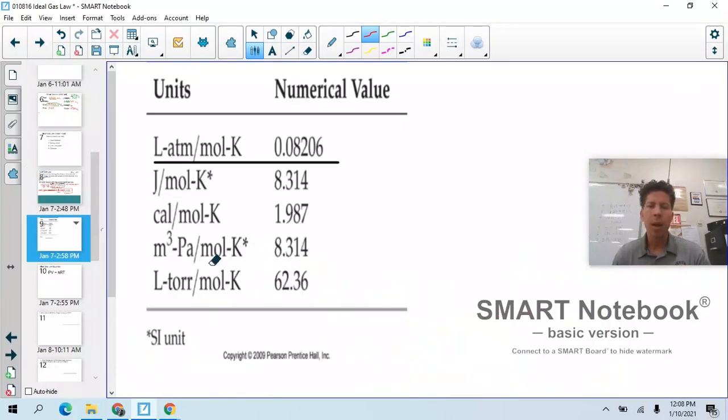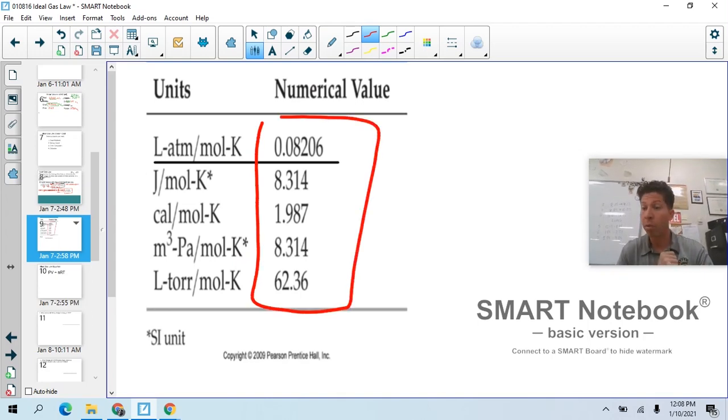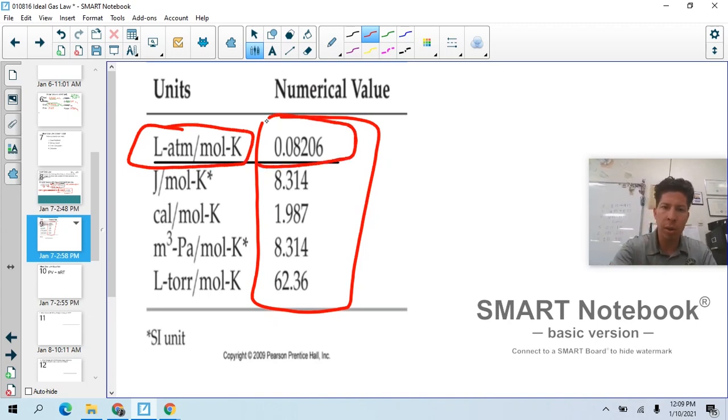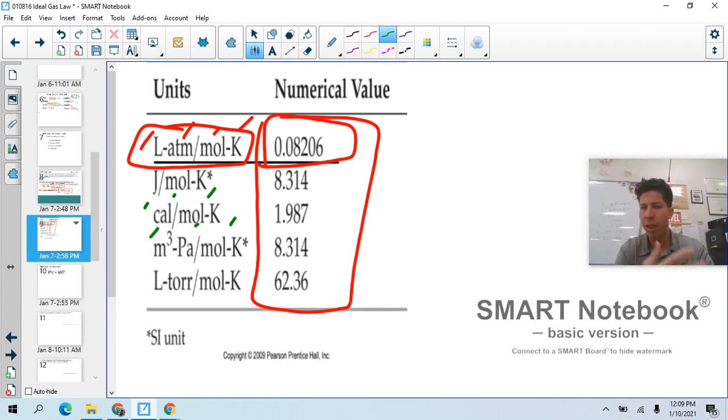Okay, as you guys can see, the ideal gas constant can come in many different numerical values. It all depends on the units that you're using. Okay, so we are going to use this one here because our units are liters, atm, moles, Kelvin. You could also have it with joules, moles, Kelvin, calories, moles, Kelvin, all those different things. But all of ours are going to be 0.0821, right? Remember, we round this.